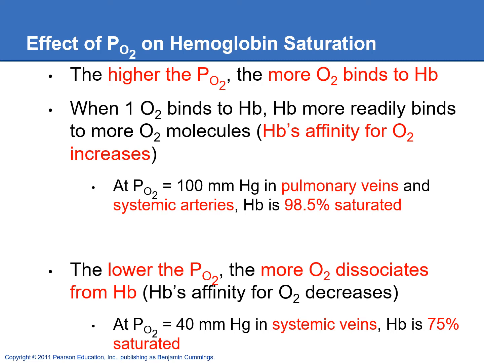Let's look at the effect of the partial pressure of oxygen on hemoglobin saturation. The higher the partial pressure of oxygen, the more oxygen is going to bind to the hemoglobin. When one oxygen binds to the hemoglobin, it makes it so the hemoglobin is more likely to bind even more oxygen molecules. If we take a look at the pulmonary veins and systemic arteries, where the partial pressure of oxygen is 100 millimeters of mercury, the hemoglobin is going to be 98.5% saturated. And then the lower the partial pressure of oxygen, the more oxygen will dissociate or fall off the hemoglobin. So at a partial pressure of 40 millimeters of mercury, which we see in the systemic veins, after it's just gone through the tissues, the hemoglobin is going to be 75% saturated.